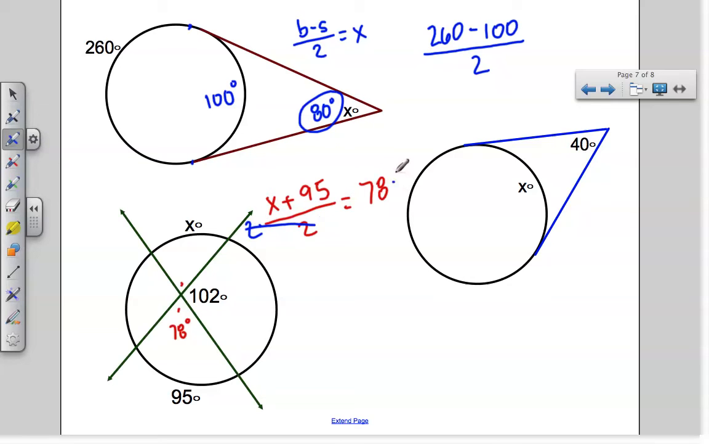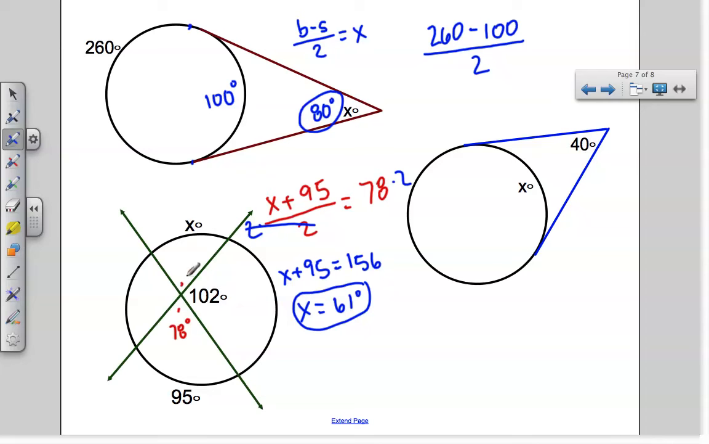First, I'll multiply by 2 to get rid of that. I get x plus 95 equals 156. And then I'm going to subtract 95. And I get 61 degrees. And that looks pretty good for that arc, okay? And 78 is right in between 61 and 95. So we're good to go.